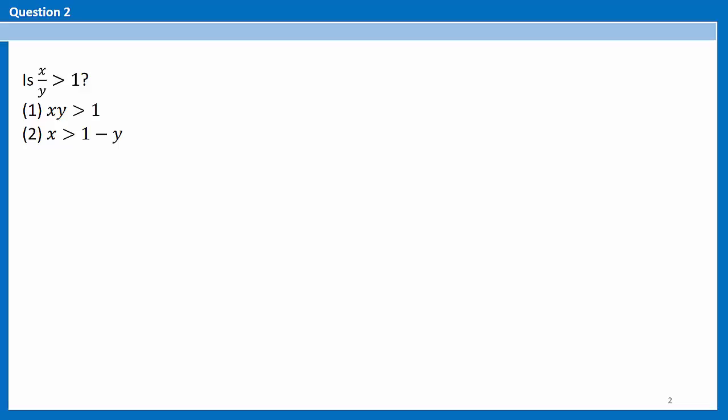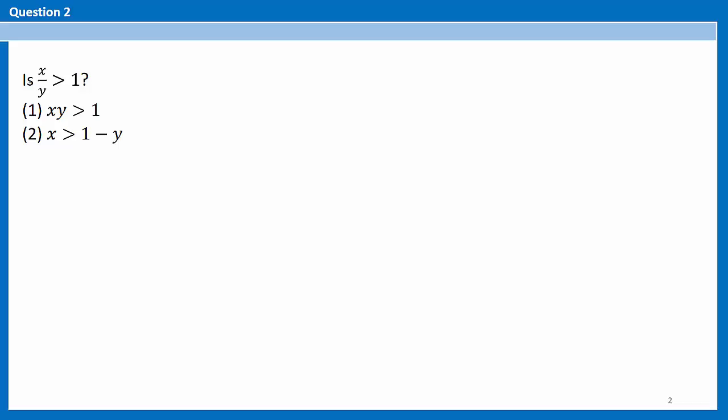Is x over y greater than 1? We have a division of variables. The first thing we need to keep in mind is that they must have the same sign, right? But this is the question. We don't know if they have the same sign. That will be the first requisite for them to be true.